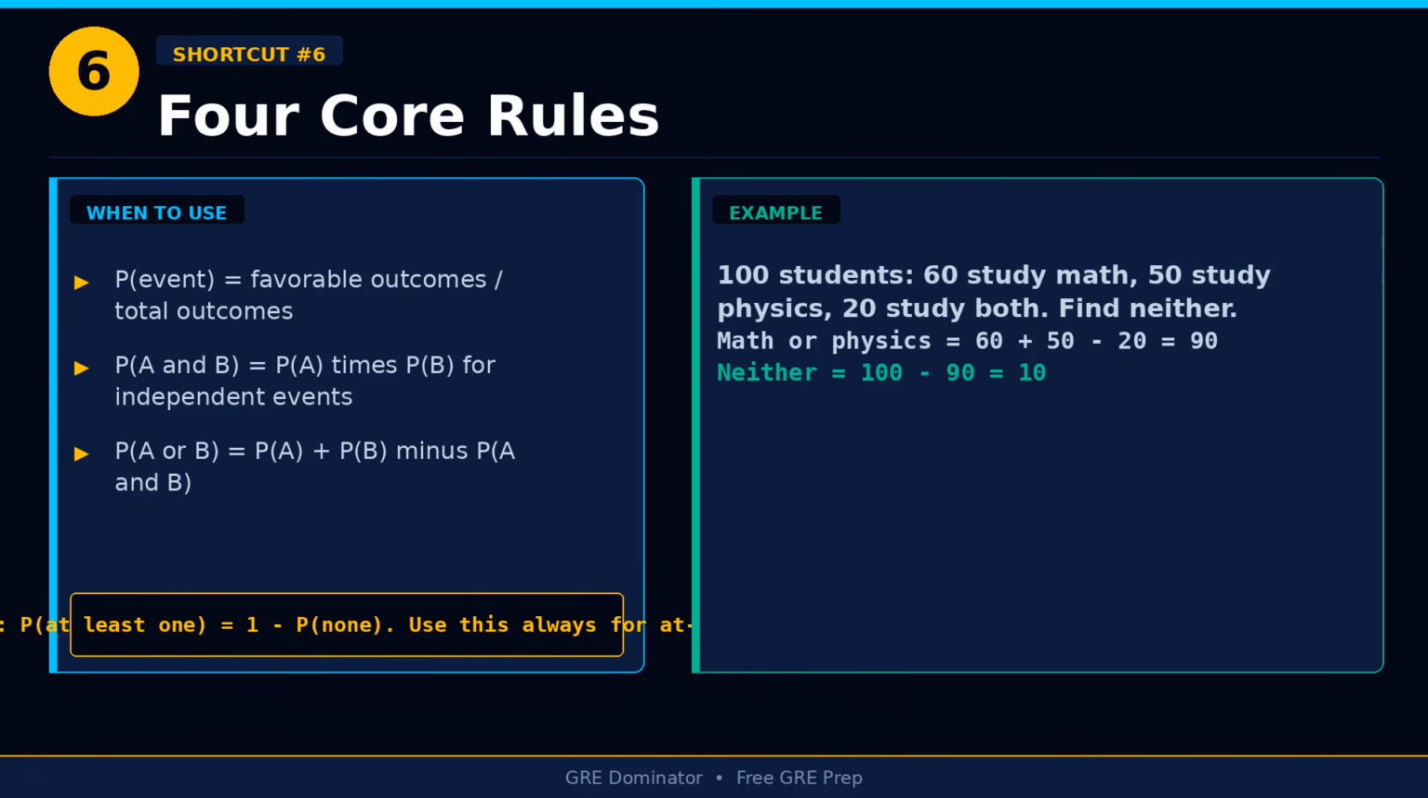Probability rules. Probability of an event equals favorable outcomes divided by total outcomes. For independent events A and B, P(A and B) equals P(A) times P(B). P(A or B) equals P(A) plus P(B) minus P(A and B). This formula prevents double counting outcomes where both events occur. For mutually exclusive events that cannot occur simultaneously, P(A and B) equals 0, and the formula simplifies to addition. These two formulas handle all GRE probability questions involving combined events.